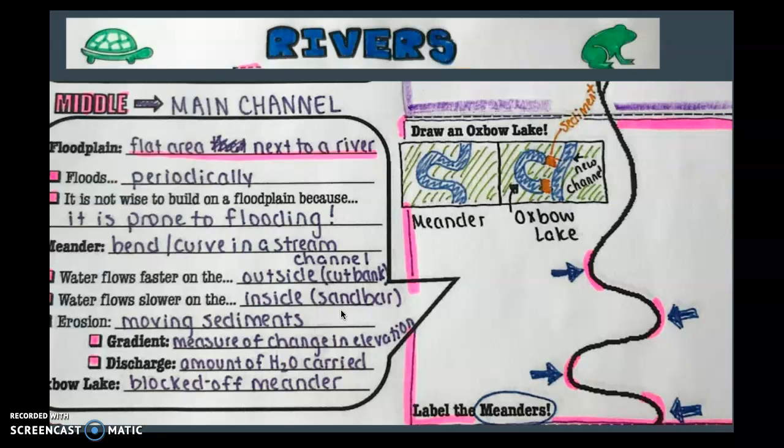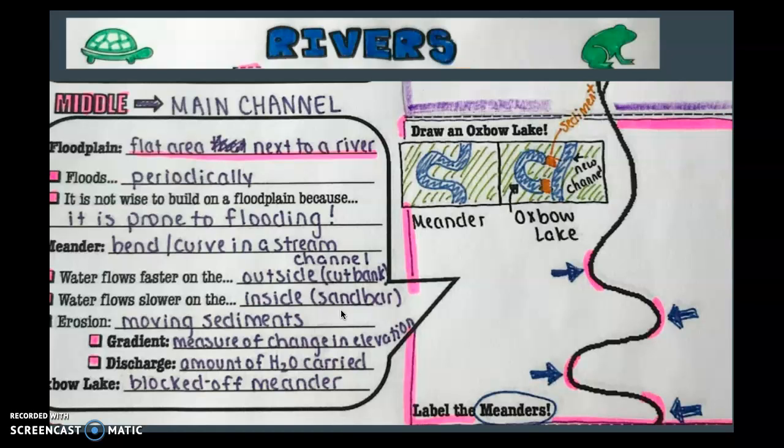And then a gradient, when we're talking about rivers, is the measure of change in elevation of our river, so from one point to another. And we have defined discharge here as the amount of water being carried. So if we're going to use our scientific words, I could say that we have an increase in discharge as the water flows faster, causing a lot of erosion.